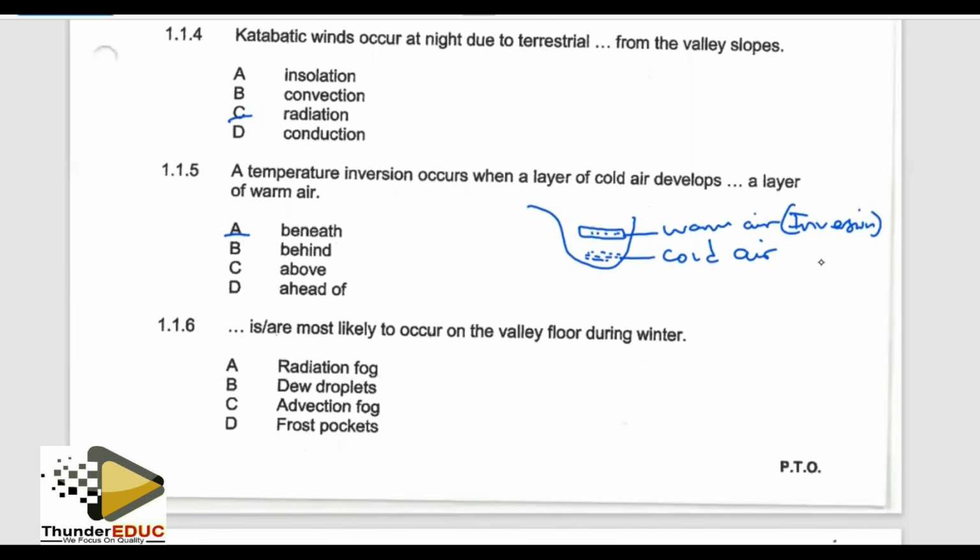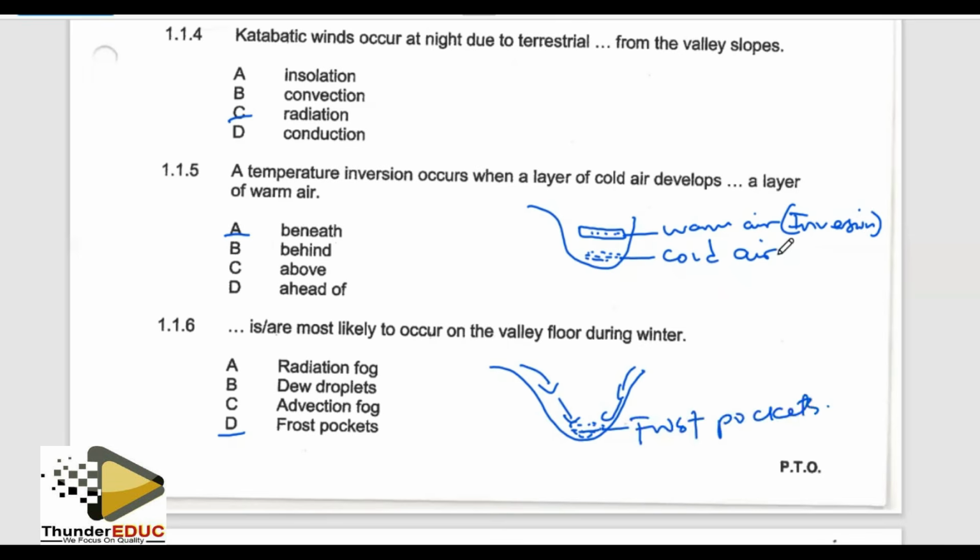Number 6, dash are most likely to occur on the valley floor during winter. So on the valley floor during winter, they will form frost pockets in a valley. Like this, we know that whenever cold air subsides in the valley bottom, it is going to collect at the bottom here, forming our frost pockets.